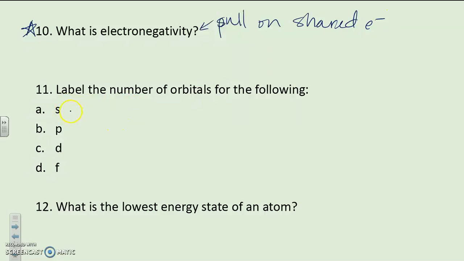Label the number of orbitals for the following. The S sublevel has 1 orbital, the P has 3, the D has 5, and the F has 7. Remember, those are the dashes: 1, 2, 3, 1, 2, 3, 4, 5. That's why we call it orbital notation.